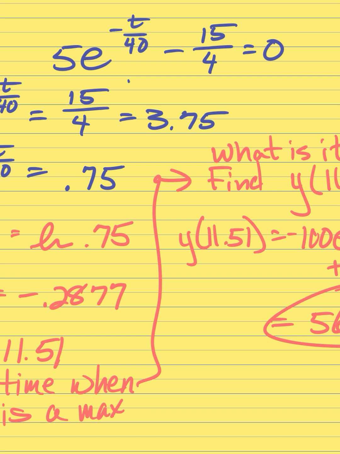But the question was, well, what is the maximum? And the way you find that is by plugging 11.51 into the Y equation. And that's what you see here. And you end up finding out that the maximum amount of salt, which happens at 11.51 minutes, is 56.25. I guess we're dealing with pounds. Yeah, pounds of salt. And there it is.